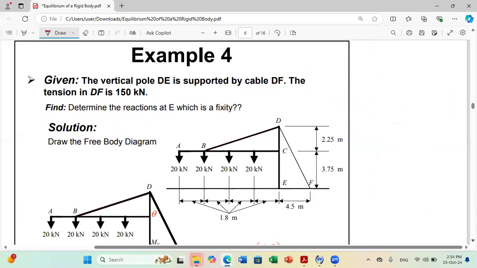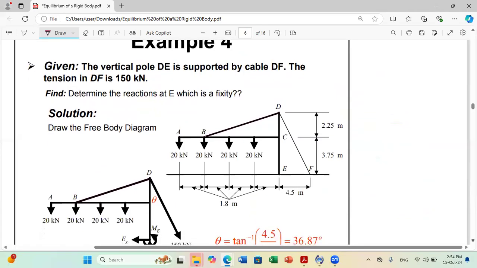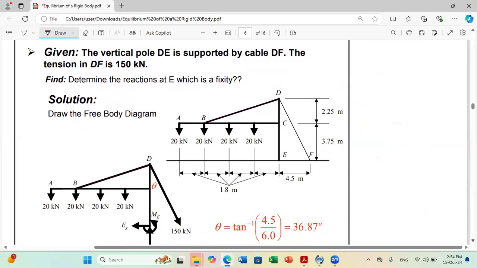Another example. The vertical pole DE is supported by cable DF. The tension in DF is 150 kilonewton. Determine the reactions at E, which is a fixity. Because E is a fixity, if I want to present it as a symbol, it's like this. We said that the fixity can develop 3 types of reactions: 2 forces and 1 couple.